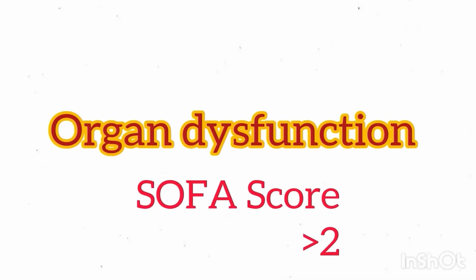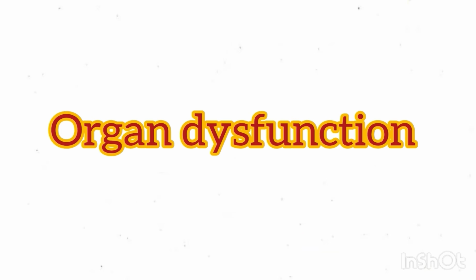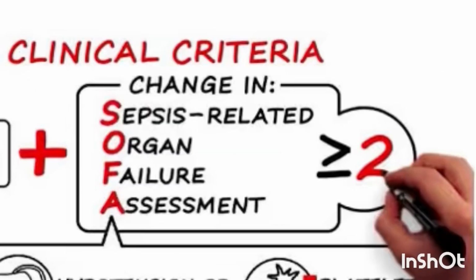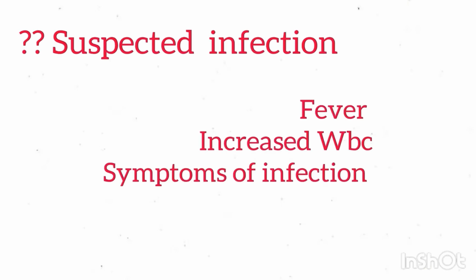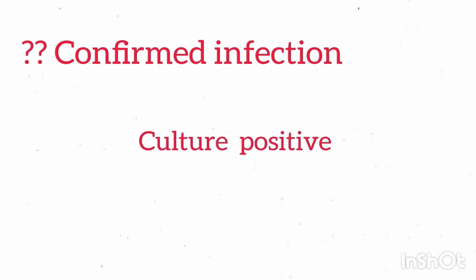So organ dysfunction is defined as an acute increase in SOFA score by 2 or more points in the context of suspected or confirmed infection. So when do we suspect infection? In a patient presenting with features like fever, elevated WBC count or symptoms suggesting infection. And when do we confirm infection? Confirmation can be through a positive culture or other diagnostic evidence.